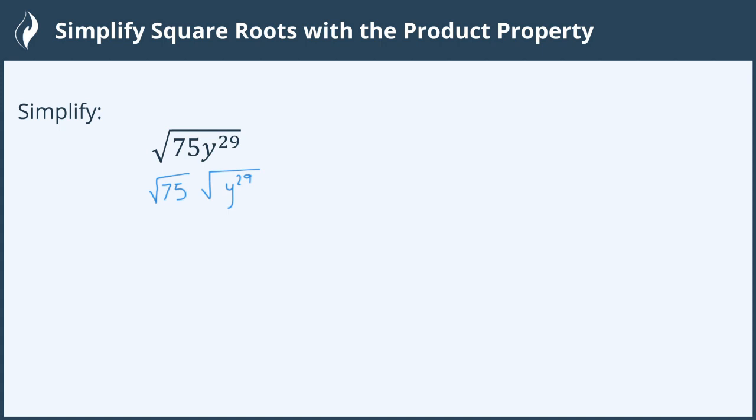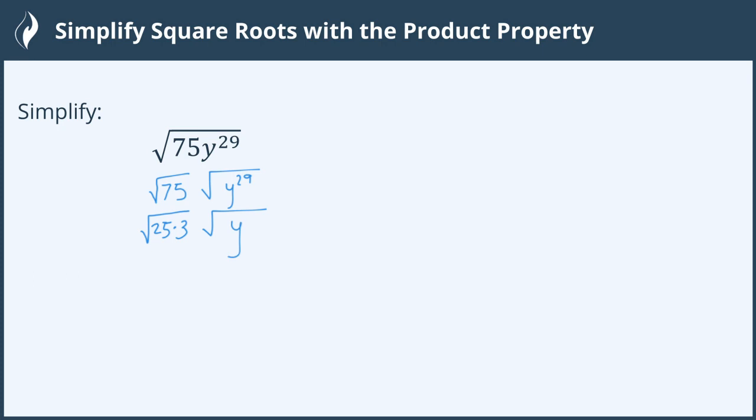Now let's see if we can simplify this any further. The square root of 75 by itself is not going to yield a perfect square, but I could probably split it down into factors. And when I do that, I want to look strategically for factors that are perfect squares. So one thing I see is that 25 is a perfect square, and it is also a factor of 75. So I could take this 75 and break it down into 25 times 3.